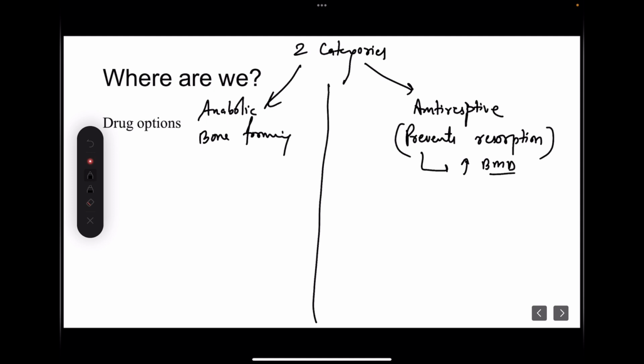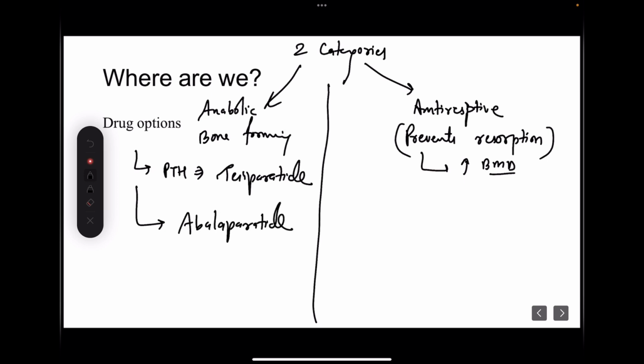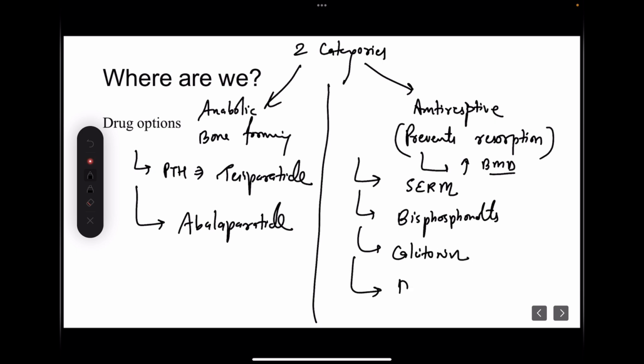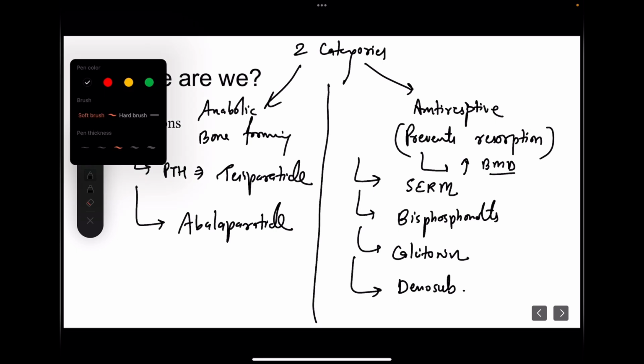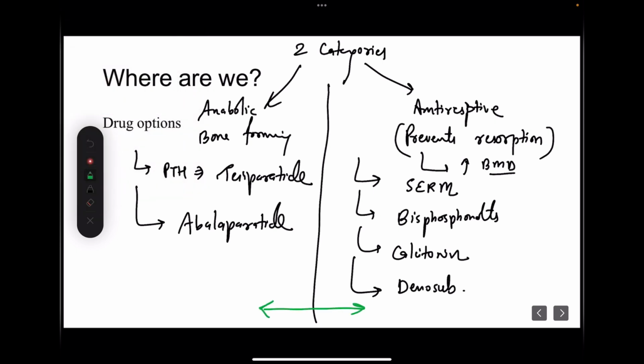Under the first category, that is anabolic agent, we have parathyroid hormone analog, that is teriparatide, and a newer drug, abaloparatide. Under the category of anti-resorptive, we have selective estrogen receptor modulators, bisphosphonates, calcitonin, and denosumab, which is a newer drug. And there is one more category, a drug which acts by both anabolic as well as anti-resorptive mechanisms, that is romosozumab. This is also a newer category drug. Now we are going to discuss each agent briefly.